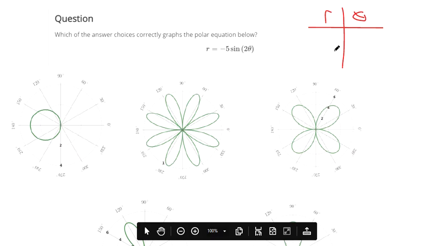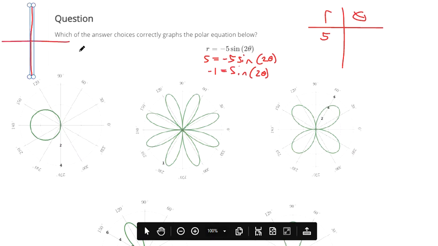So you can plug in a value for r. Let's try plugging in 5. So if I do that, divide both sides by -5, so we get -1 equals sine 2 theta. And never mind the 2 theta, just think about sine. When does sine equal -1?